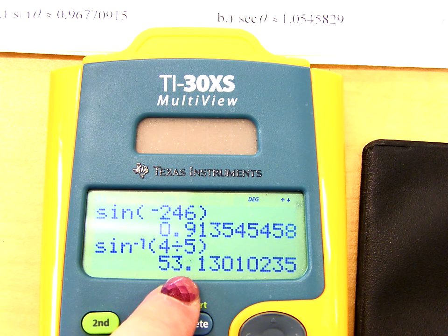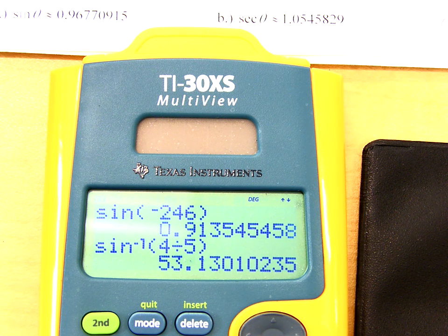How would we round that? So angles, we almost always round to the nearest whole degree. So you would just round it to 53 degrees. It's the ratios that we go out 4 decimal places.